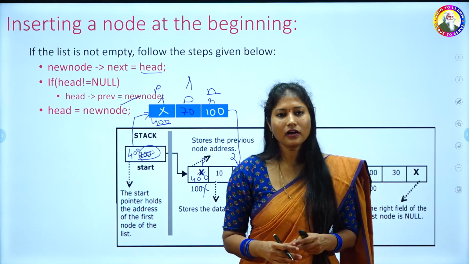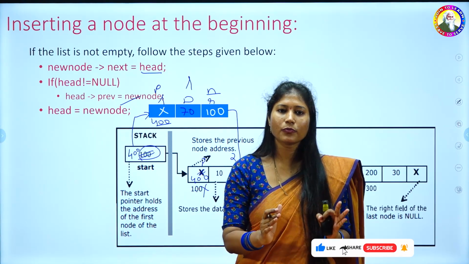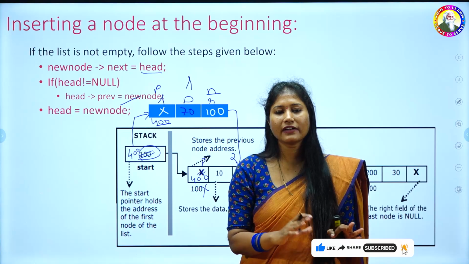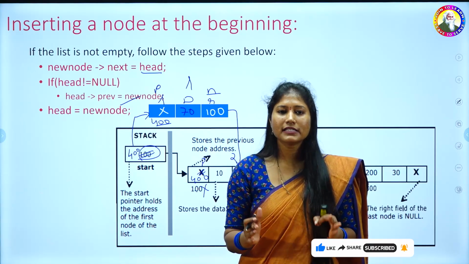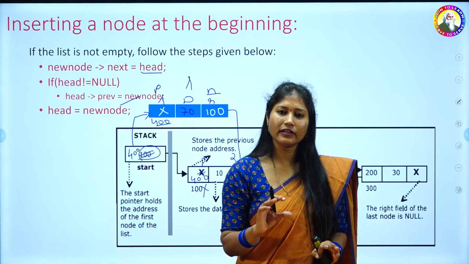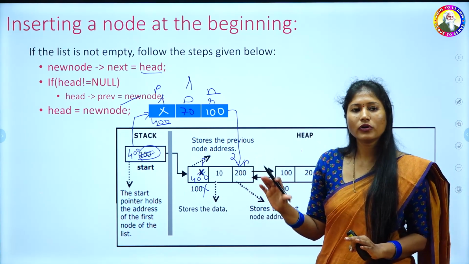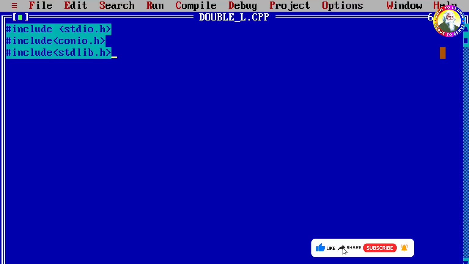Now, we are going to see the coding also, like how we have seen it part-wise, where we performed only the insert at the beginning function and called it through the main program, right? Here also we are going to see the double linked list program, starting with the function for inserting a node at the beginning. We are going to see it in a similar way. Yes, now we are going to start our double linked list program.